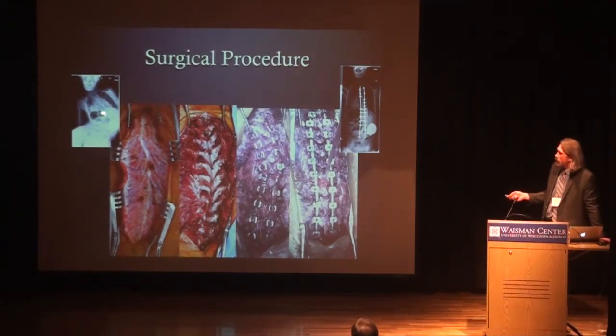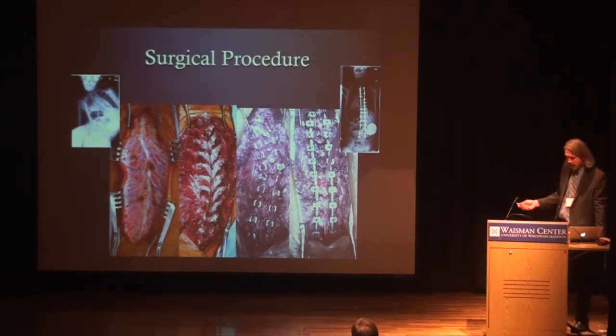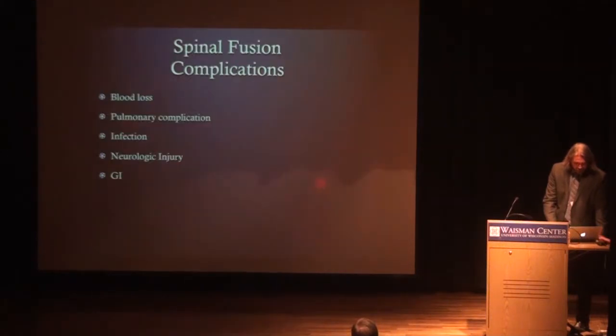So the procedure technically can be difficult, but thinking about it, it's pretty simple. We expose the spine, we peel the muscles back off the spine, we put fixation points in, and we put our rods in. And that usually can take about 6 to 8 hours to do.